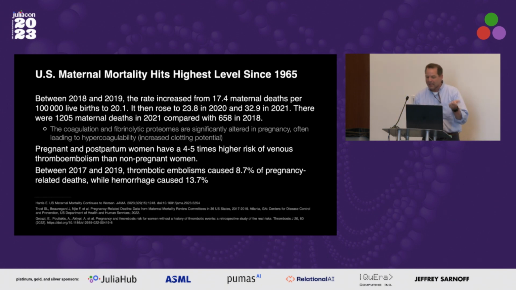And between 2017 and 2019, if you just look at thrombotic embolisms, about 8.7% of pregnancy-related deaths have to do with clotting. The other interesting bit here, though, is that hemorrhage accounts for on order 14% of the deaths, which is not a hypercoagulable state, it's a hypocoagulable state. So we have coagulation malfunctions both ways. They clot too much, or they don't clot enough.